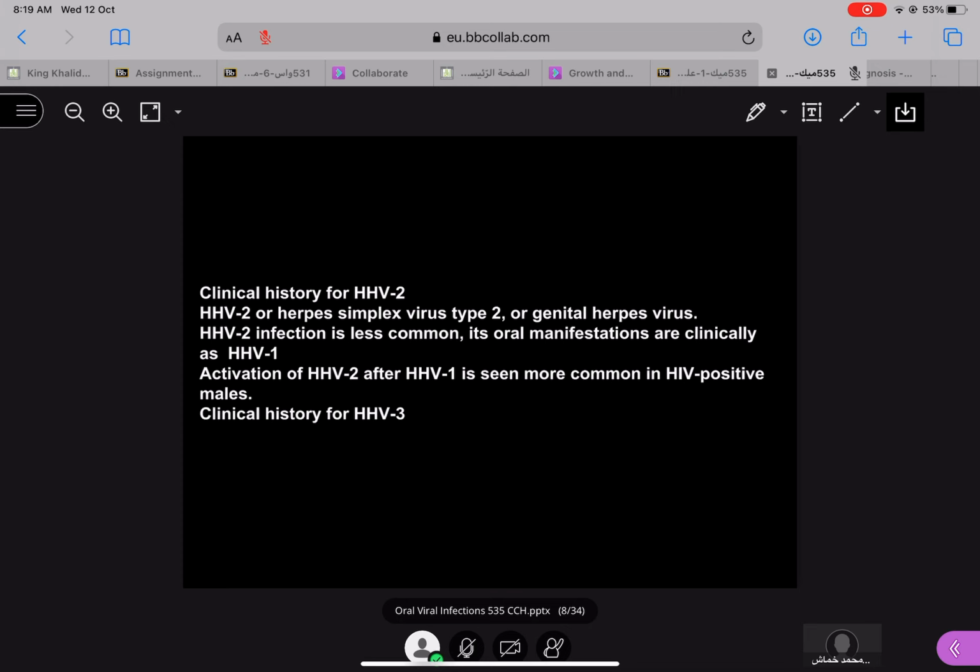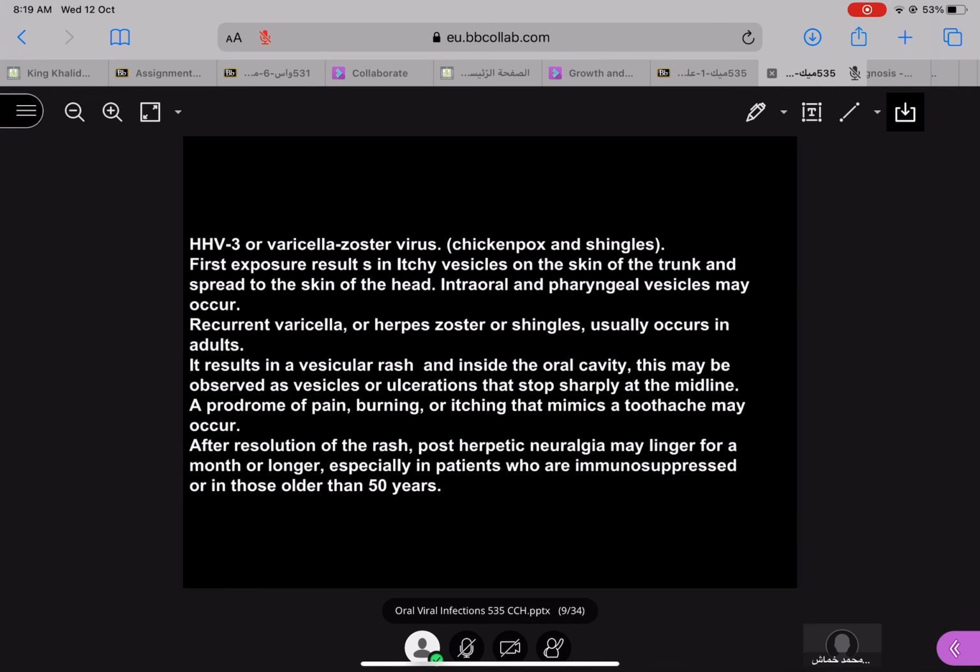Reactivation of herpes simplex 2 after herpes simplex 2 is seen more commonly in HIV positive males. Clinical history for human herpes virus 3, on the next slide. We call it varicella zoster, chickenpox and shingles. Chickenpox, I think a considerable number of you have had.